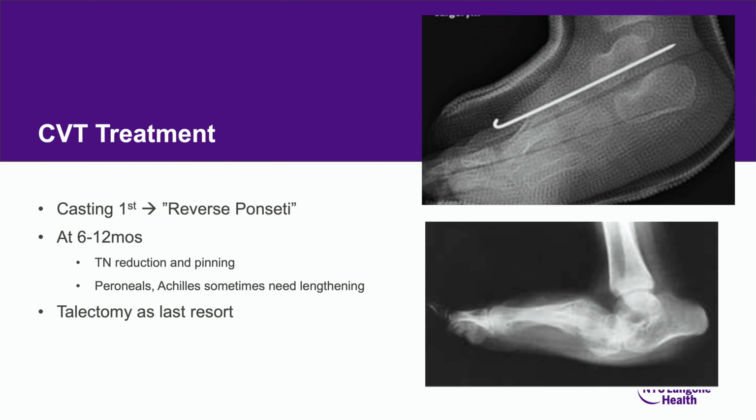In terms of treatment, casting with the reverse Ponseti method has been considered the standard of care. Even though most of these children need surgery, it can lessen the amount of releases they will need. At about 6 to 12 months of age, most children will require a talonavicular joint reduction and pinning. The peroneals and Achilles sometimes need lengthening.